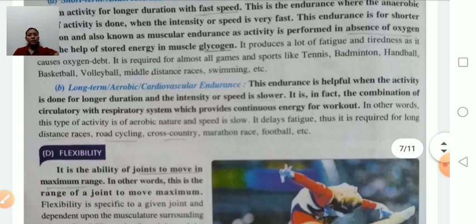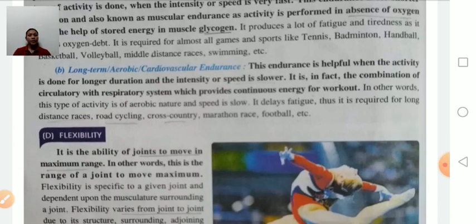And long-term endurance, long-term or aerobic, means in the presence of oxygen, or cardiovascular endurance. This endurance is helpful when the activity is done for a long duration and the intensity or speed is very slow. In this endurance, the activity is done for a long duration and the speed is slow. It is the combination of the circulatory and respiratory systems, which provide continuous energy for the workout.